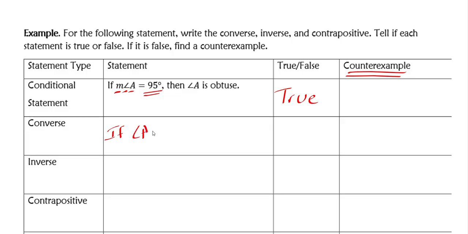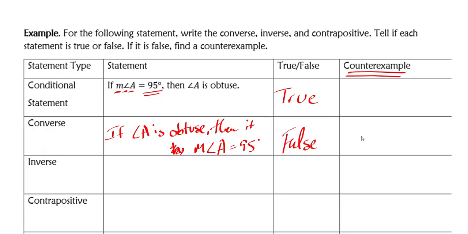If angle A is obtuse, then it has a measure of 95 degrees. That is false. There's other obtuse angles. A counterexample would say that the measure of angle A is 93 degrees. That's an obtuse angle, but it's not 95 degrees.